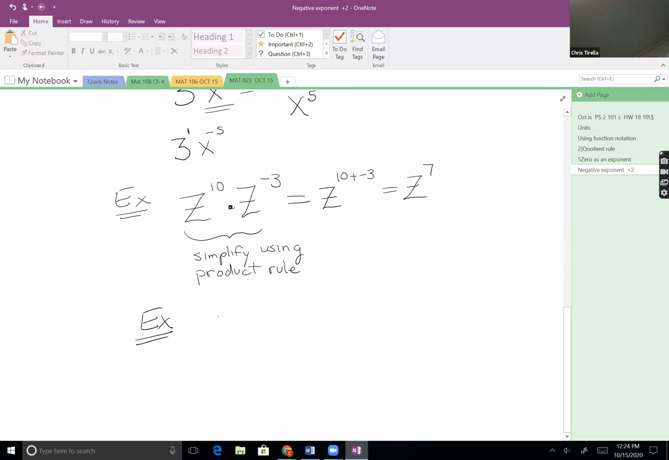Instead, let's say I have y to the third over y to the negative second. Here I'd simplify using the quotient rule. That's y to the exponent of the numerator minus that of the denominator. And using my rules for signed numbers, minus a negative 2 is like plus 2. And so my final answer is y to the fifth.